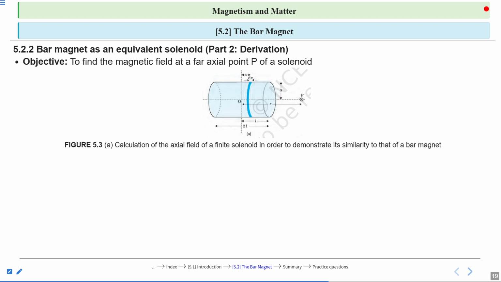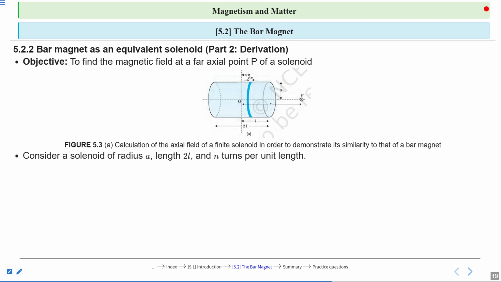In the figure it is shown that there is a solenoid. O is the center of the solenoid. The length of the solenoid is 2L. There is a point P at a distance R from the center of the solenoid where the magnetic field is to be determined, and A is the radius of the solenoid.